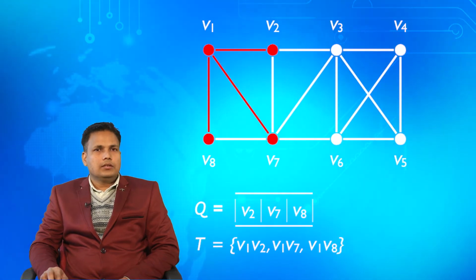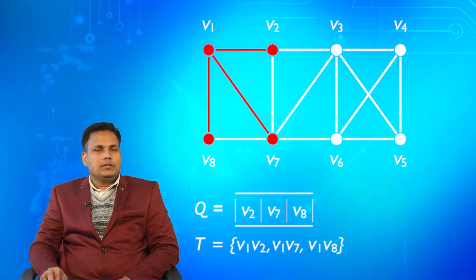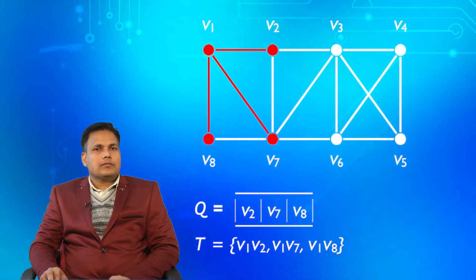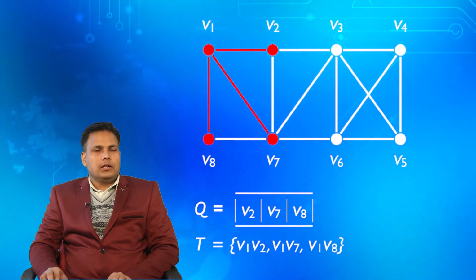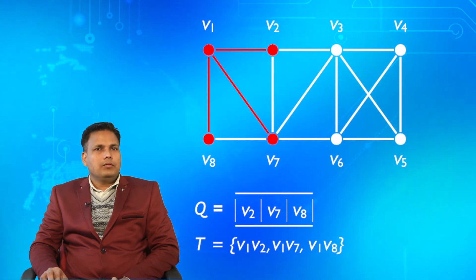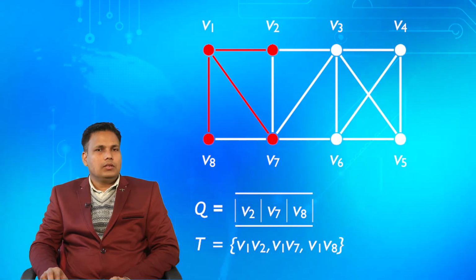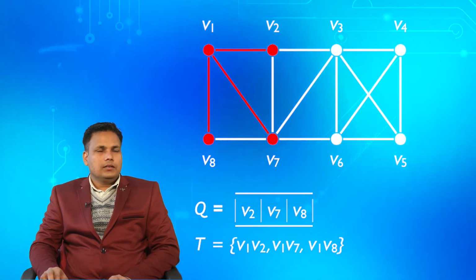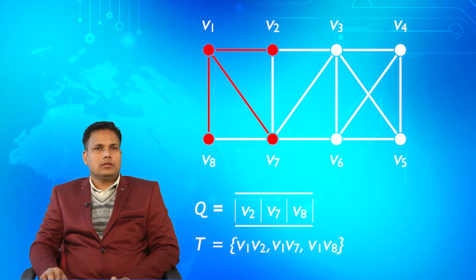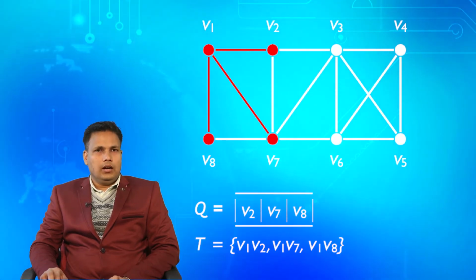neighbor V8. So, V8 is now visited. The vertex V8 is marked as visited, the edge V1, V8 is added to T and V8 is appended to Q. So, all the 3 neighbors of V1 are visited.